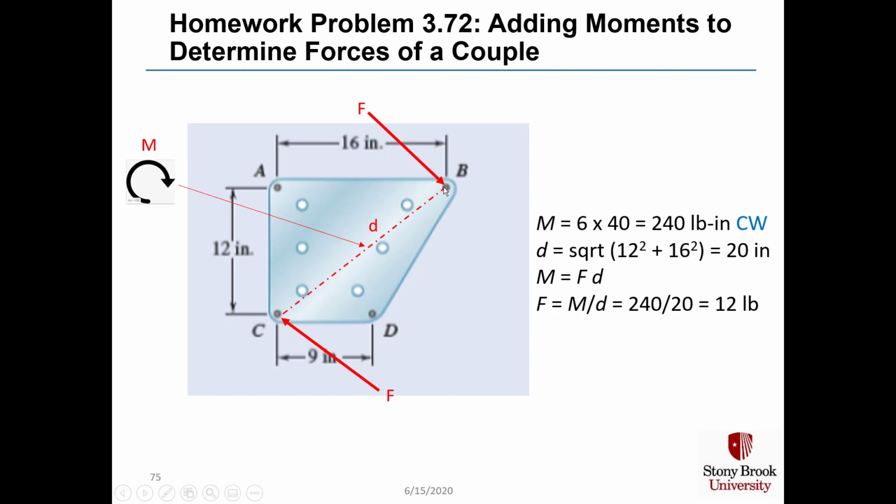Then we take our 240 pound-inch moment and divide by 20 inches, which is the length of line BC, and we get that 240 over 20 is equal to 12 pounds.